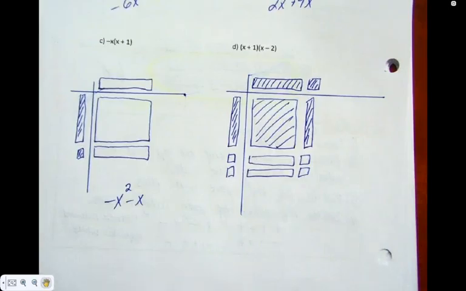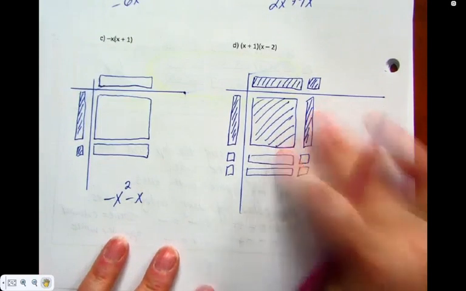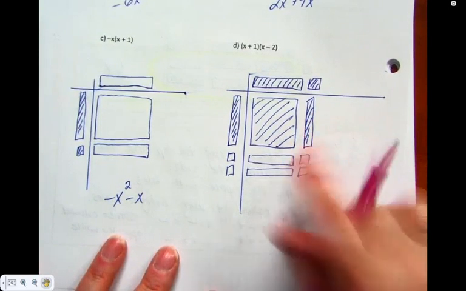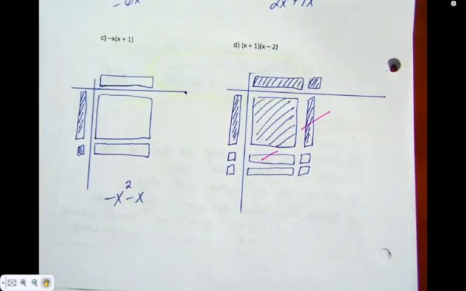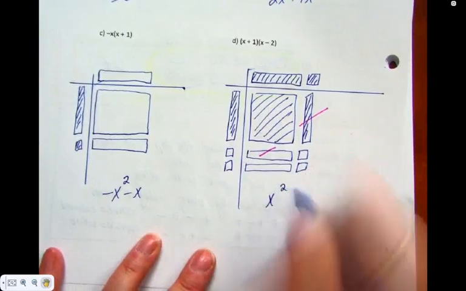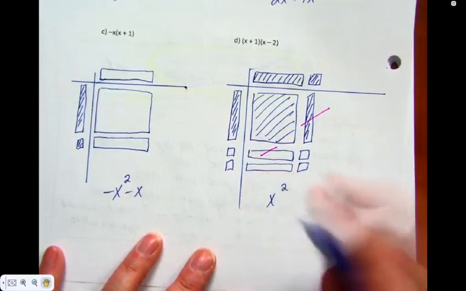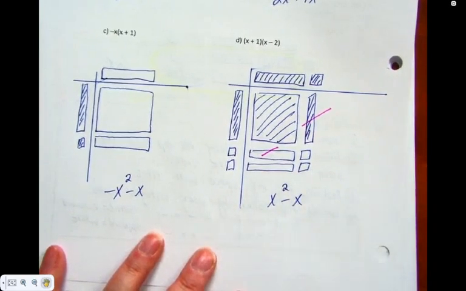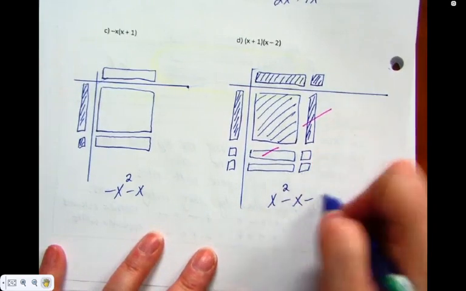What do we get to do now when we add it up? Well, what did we talk about before when I have a colored bar and a white bar? What do we get to do? Okay, so I've got one colored square, which is going to give me an x squared. I have one white bar, which is going to be minus x. And I have two little squares, minus 2.